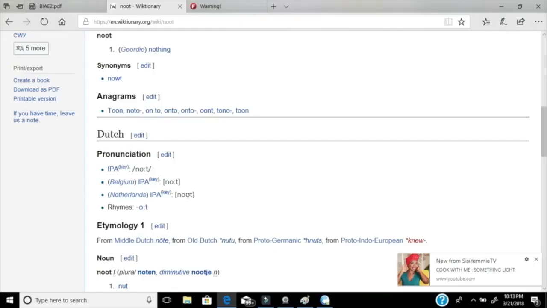Now here's an example. As you can see, noot meaning nothing, and the etymology, which is nut.